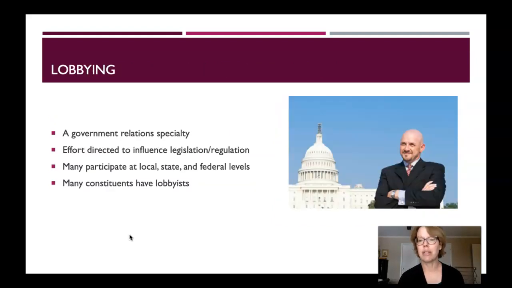And lobbyist is what I have on the next page. It is a very important government relations specialty, and it's an effort to influence legislation, to get votes. It could be for environmental causes, or it could be for immigration reasons. So it could be the Chamber of Commerce. There's all kinds of companies and organizations that try to communicate to government officials to try to get legislation passed that they agree with. So many of us have lobbyists that might be working on our behalf or against us, whatever. But there's a lot of lobbyists out there, as we know, called K Street in DC.